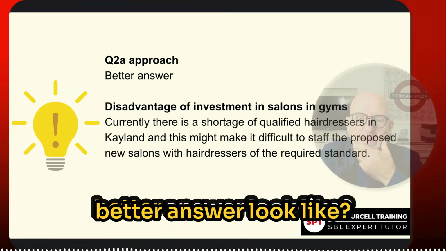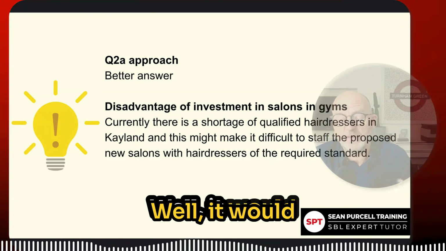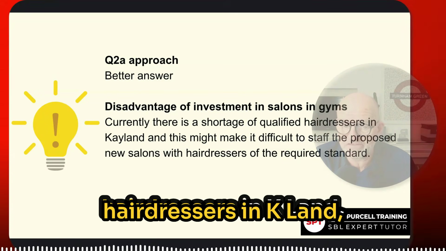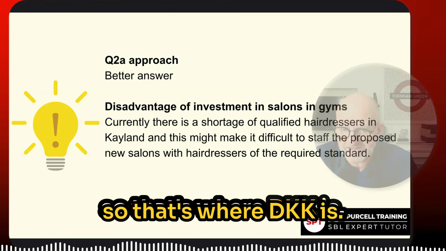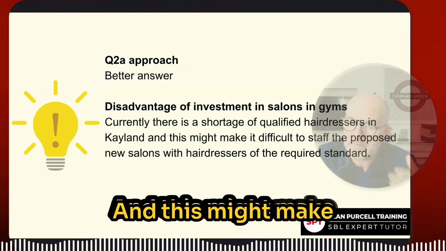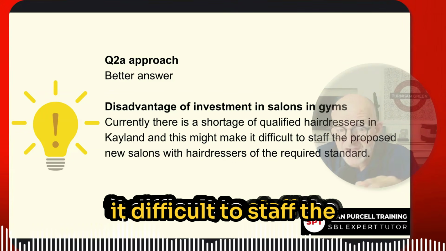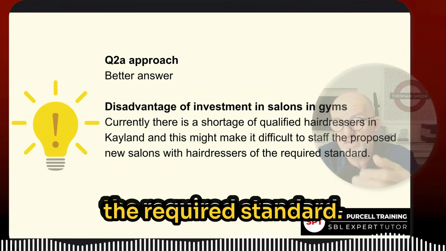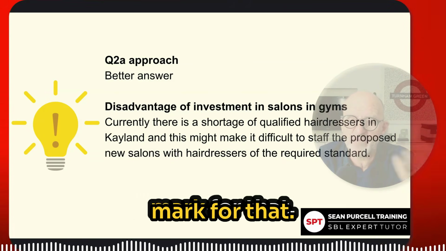So what would a better answer look like? Well, it would explain the context. Currently, there's a shortage of qualified hairdressers in K-Land. So that's where DKK is. And this might make it difficult to staff the proposed new salons with hairdressers of the required standard. I'll give you a mark for that.